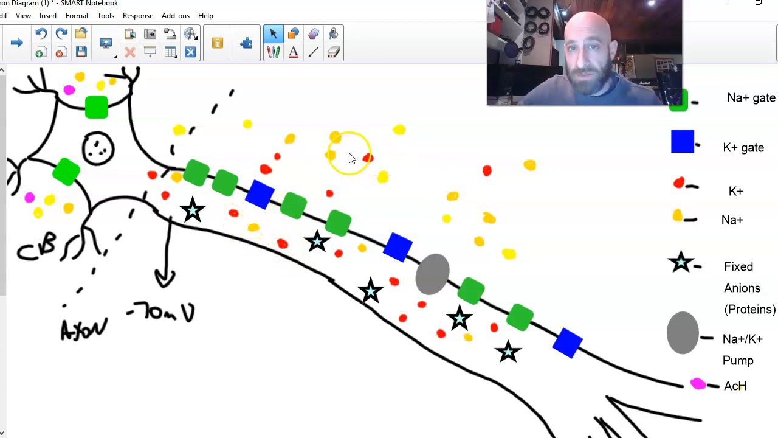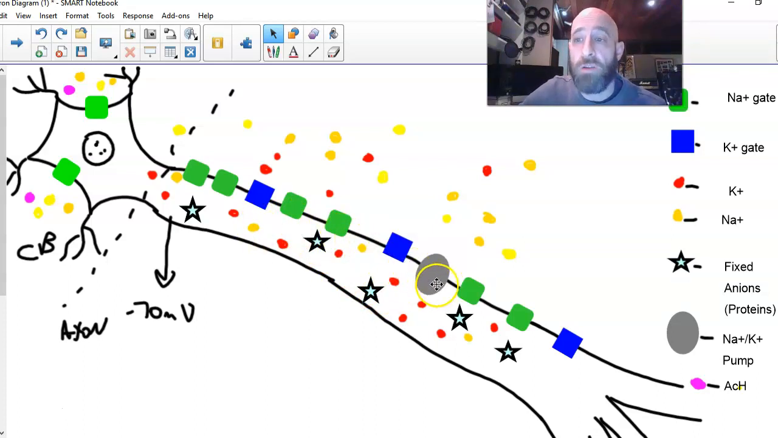When that potassium leaves, it makes the inside of the neuron slightly negative. So we have our positives outside from sodium, and we have our potassiums inside leaking out, making the inside more negative. We also have these stars here which represent proteins, and these proteins are large bulky molecules that can't get out, but they have a slight negative charge. So those also contribute to our negative internal value.